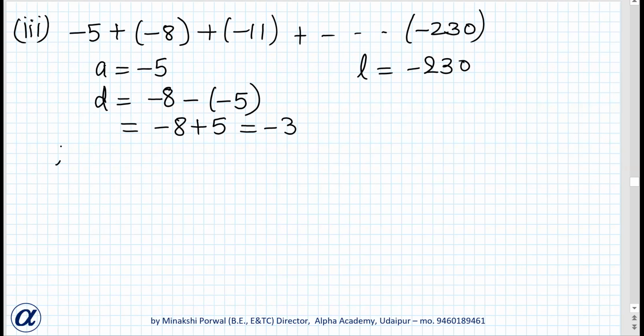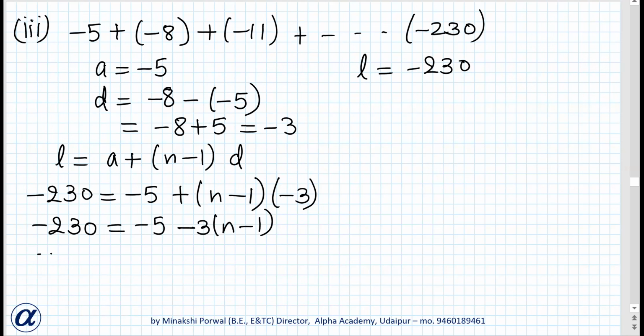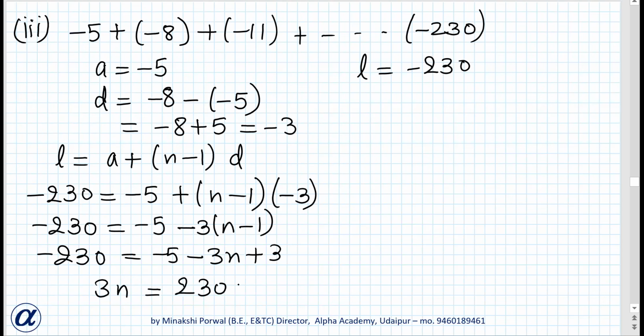We'll find the number of terms. L equals A plus (N minus 1)D. L is minus 230, A is minus 5, D is minus 3. That is minus 230 equals minus 5 minus 3(N minus 1). Minus 230 equals minus 5 minus 3N plus 3, or 3N equals 230 minus 5 plus 3. Basically we have changed this and this.